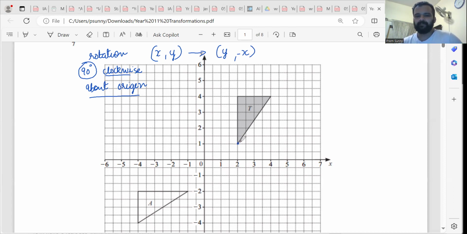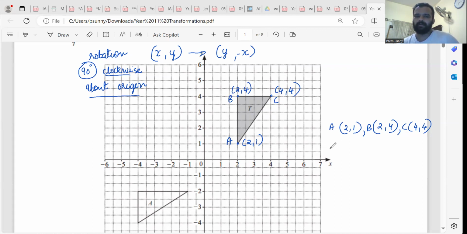Let's see here. This was 2, 1. The point over here, this was 2, 4. And then finally the point over here, this is 4, 4. Now I'm just writing the points here: 2, 1; 2, 4; and 4, 4. Let's take this as A and this is B. So A is 2, 1, B is 2, 4, and C is 4, 4.